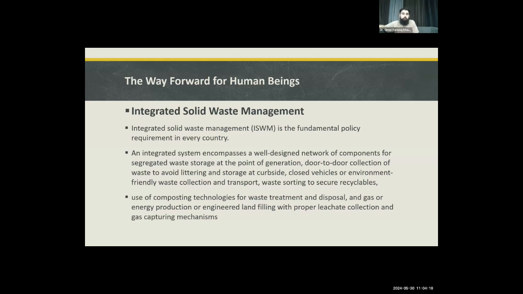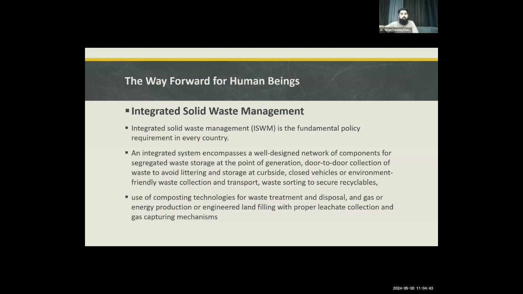So the way forward for human beings, what should we do? There should be an integrated solid waste management system. Integrated solid waste management is the fundamental policy requirement in every country. There should be a centralized integrated solid waste management system, and it should be a digitalized system. It should not be a manual system, where you can get feedback within a span of seconds.